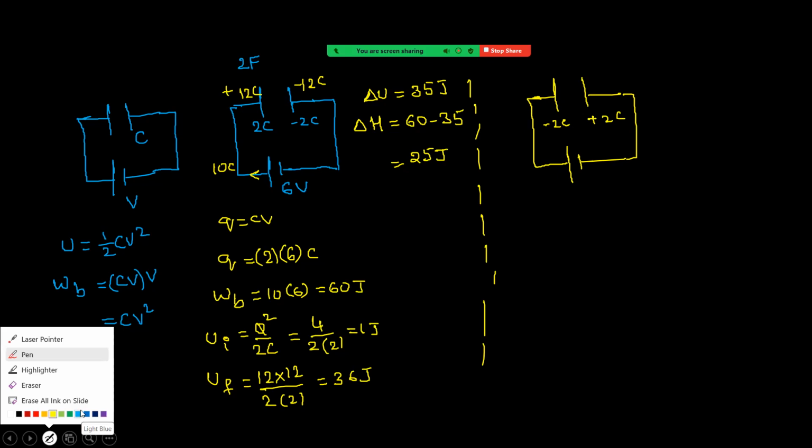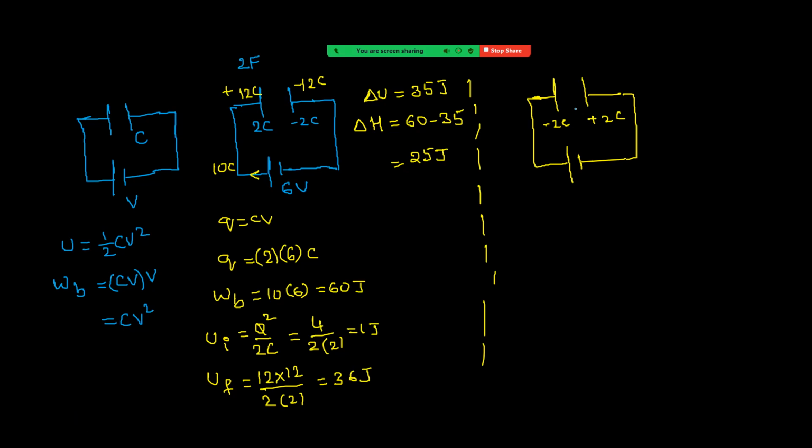Finally, across the capacitor, the potential difference must be equal to 6 volt, right? That means finally the charge on the plates must be Q equal to C into V, C value 2 and V value 6, total is 12 coulomb. That means on this plate finally the charge will be plus 12 coulomb and here minus 12 coulomb.